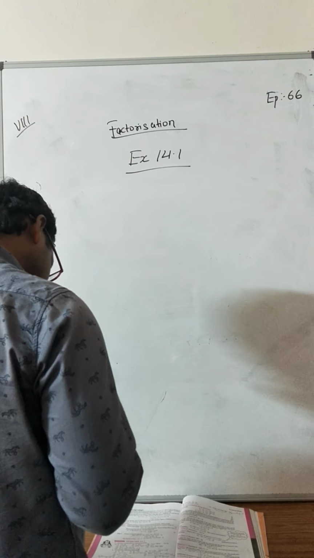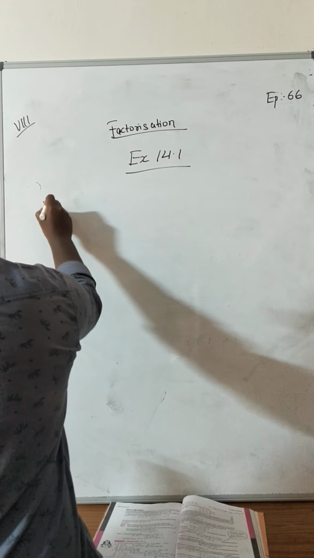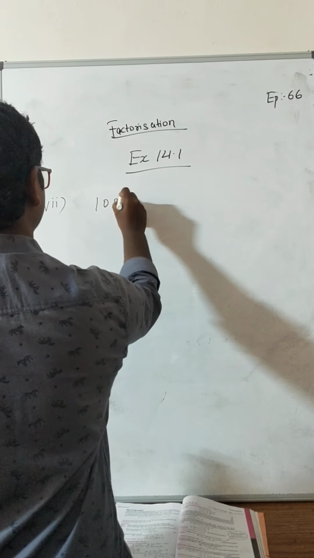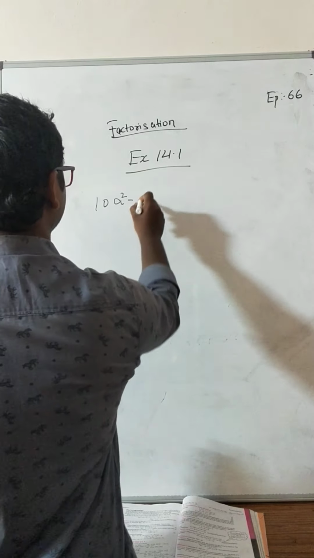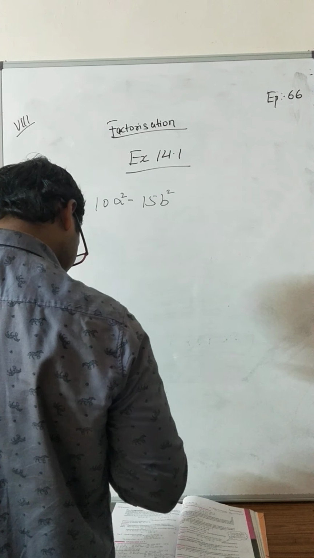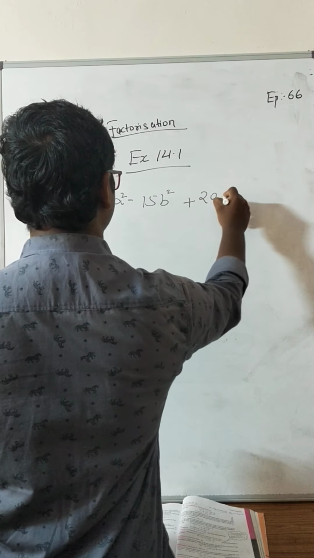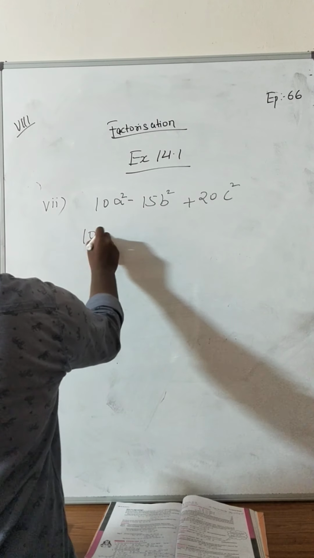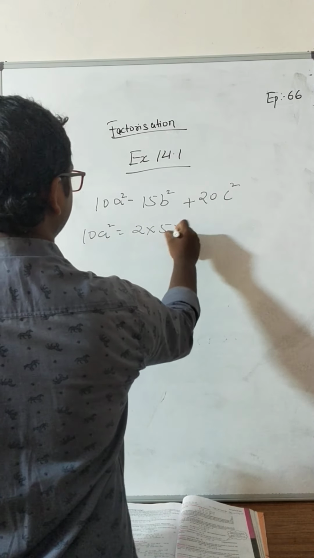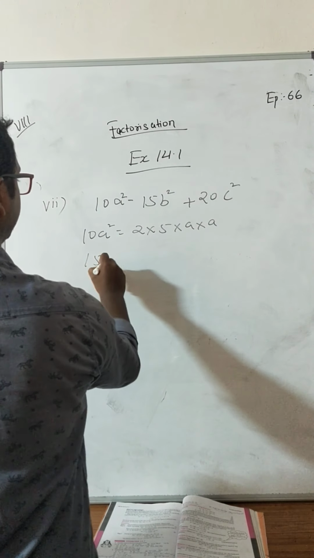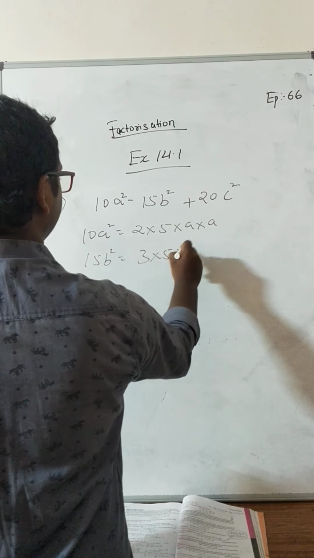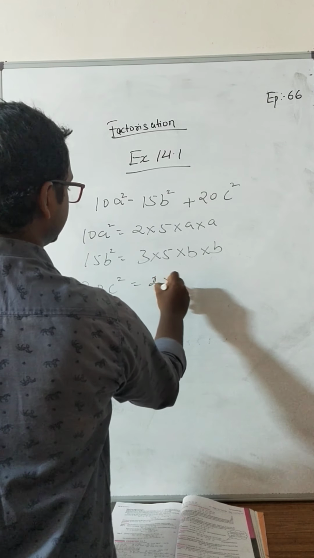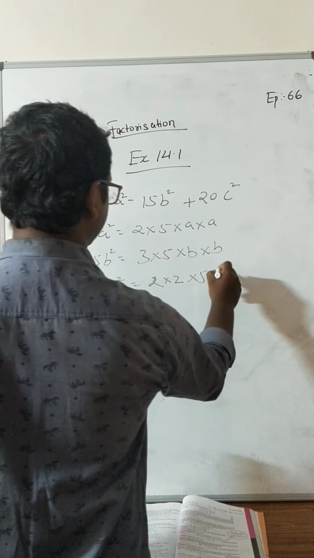Now look at the seventh one. The seventh one is 10a square minus 15b square plus 20c square. First let us start with 10a square. 10a square is 2 into 5 into a into a. 15b square is 3 into 5 into b into b. 20c square is 2 into 2 into 5 into c into c.